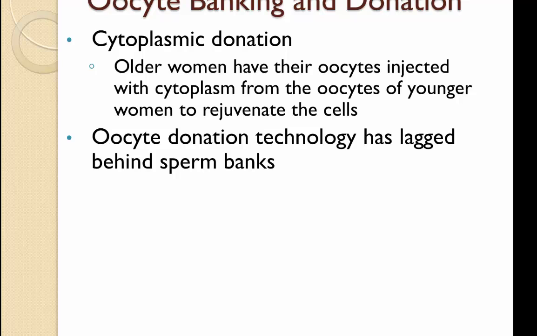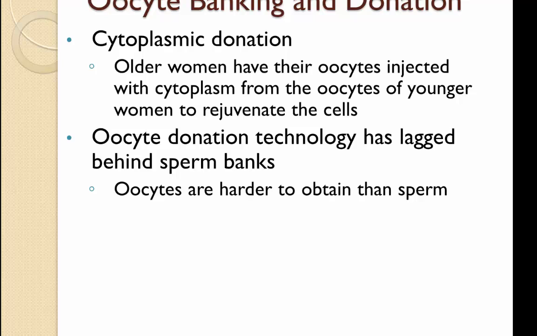Oocyte donation technology is behind that of a sperm bank. It's new, so it's running through its complications, through its ethical dilemmas, through how to work through the process. Oocytes are harder to obtain than sperm because they do have to be removed laparoscopically. And often these women who are donating will take infertility drugs so that when their oocytes are harvested or removed, they are removing more than one.